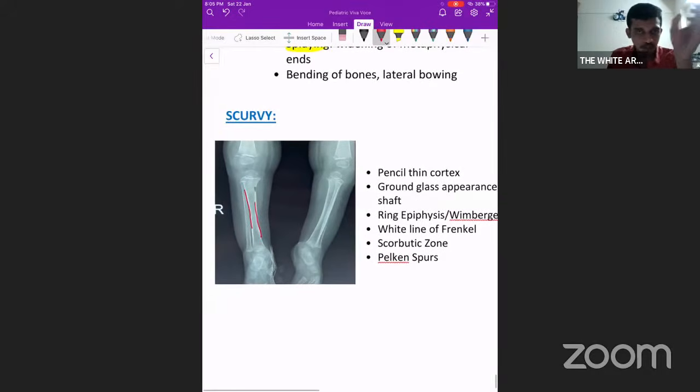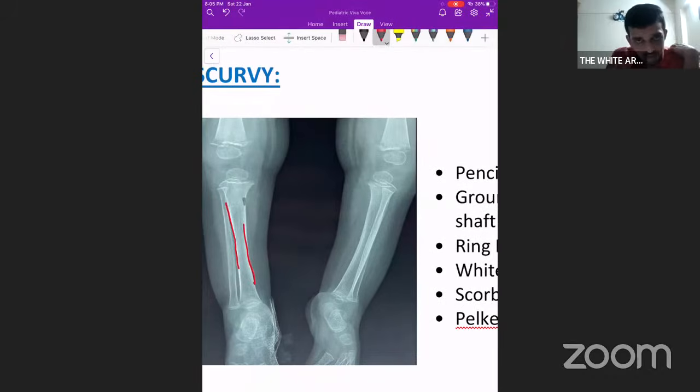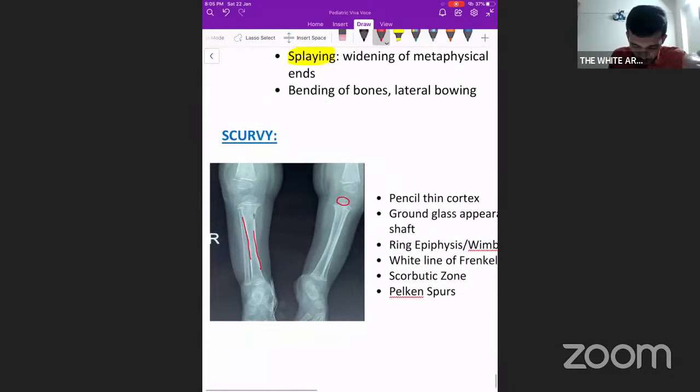Then you will get the ring epiphysis. Ring epiphysis is nothing but all the epiphyses will be ring shaped, but the periphery of the epiphysis is enhanced. It looks enhanced, correct? You see, it is more white as compared to the center, correct? That is what you call ring epiphysis or the Wimberger's sign.